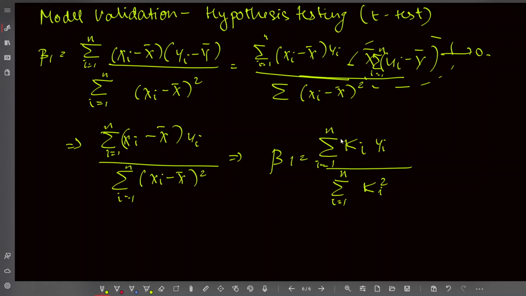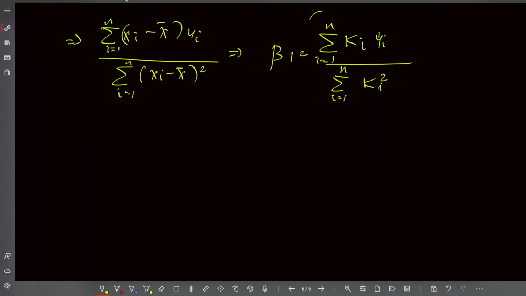Now, since we assume that the error term follows a normal distribution, the yi values also follow a normal distribution, okay? Since the value of beta 1 is a constant multiple of yi, beta 1 also follows a normal distribution. This is again from the properties of normal distributions. yi follows a normal distribution because the errors are normally distributed, and because ki is constant, beta 1 follows a normal distribution too, right? This is all properties of normal distributions.